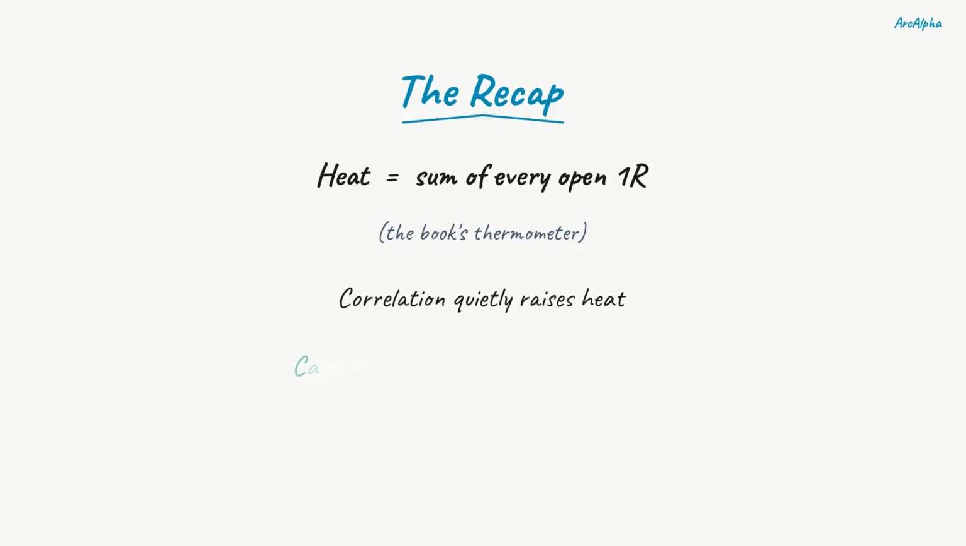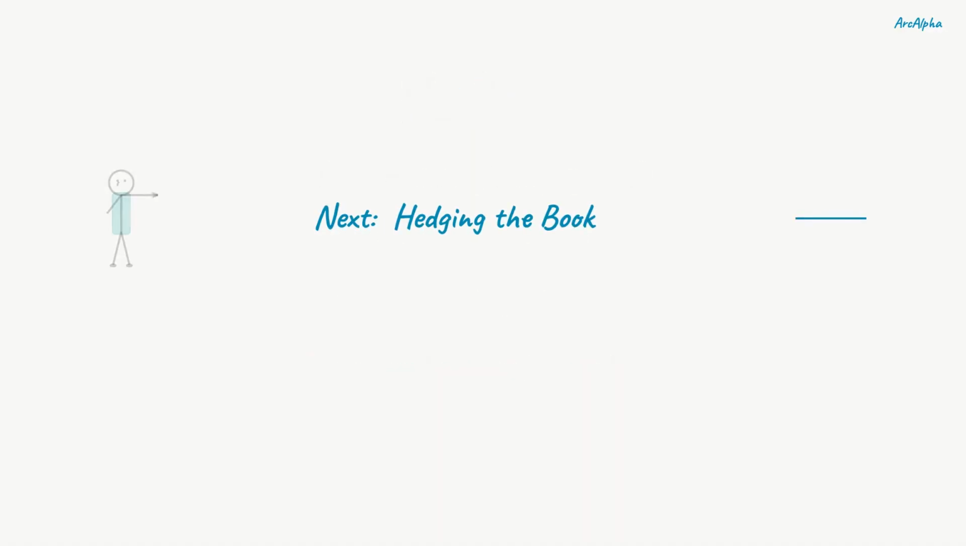So here is the frame. Portfolio heat is the thermometer, the sum of every open risk. Watch it at the book level, not the trade level. Correlation silently raises heat. Count caps and sector caps are how you keep the book actually diversified, not just spread across tickers. In the next video, we'll go one step further. When the whole book is leaning the same way and the market turns against you, the question becomes, can you hedge the exposure without closing every trade?